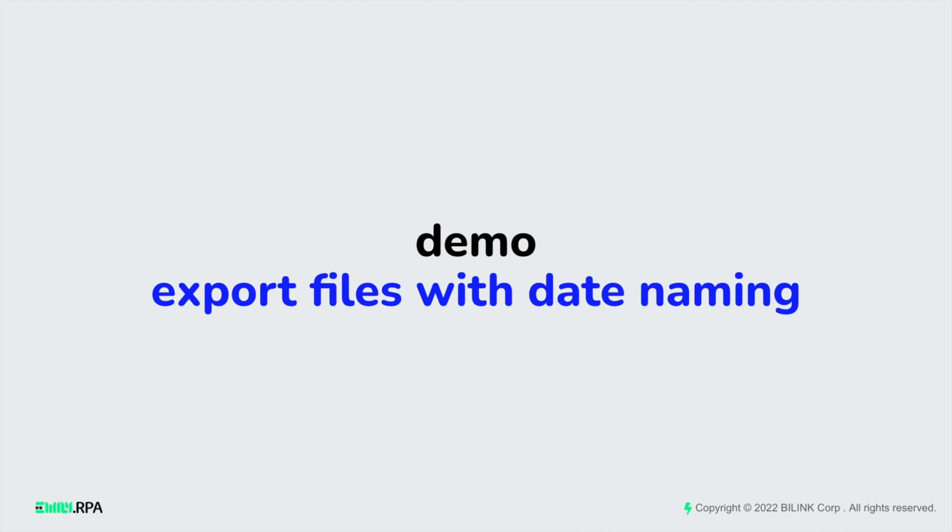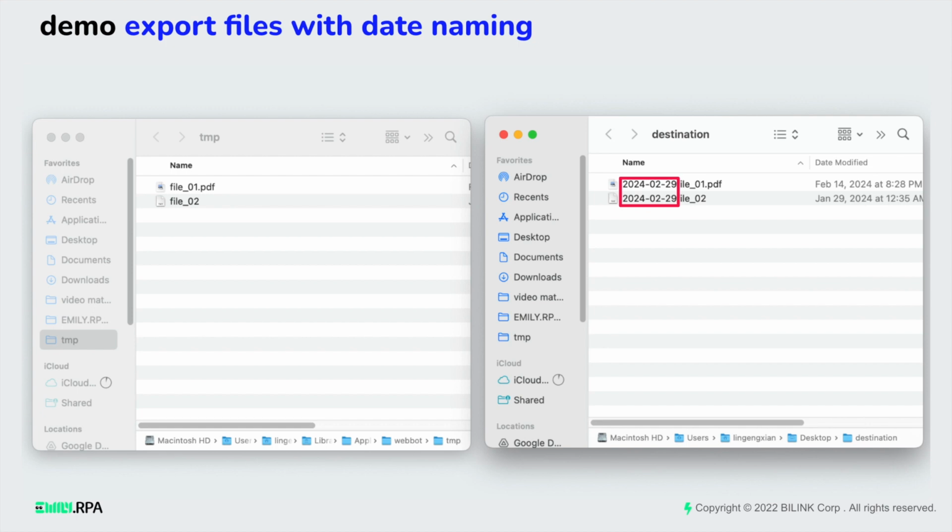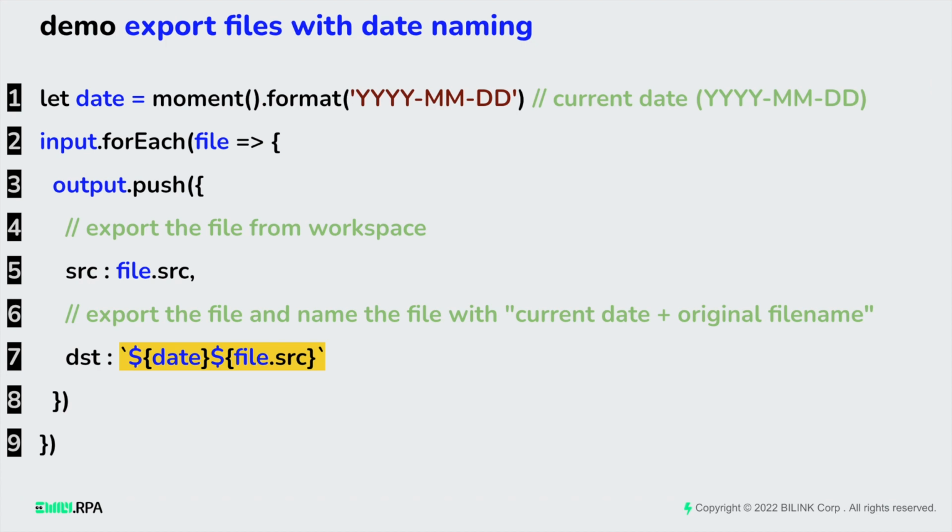Next, I will explain how to add today's date to the file name while exporting the file. Our goal is something like the situation shown on the screen. We want to export all the files from the left workspace to the destination folder on the right. While exporting the files, we also add today's date to the file names. Next, let's look at the reference code.